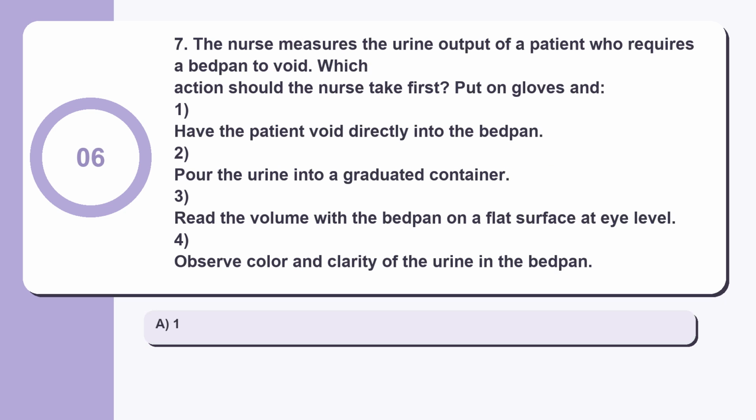Question 6. 7. The nurse measures the urine output of a patient who requires a bedpan to void. Which action should the nurse take first? Put on gloves and: 1. Have the patient void directly into the bedpan. 2. Pour the urine into a graduated container. 3. Read the volume with the bedpan on a flat surface at eye level. 4. Observe color and clarity of the urine in the bedpan. Answer: 1.